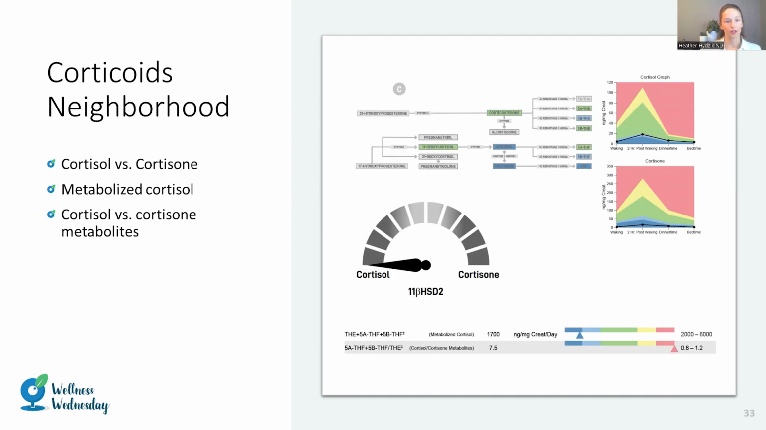Now we're in the corticoids neighborhood here. Cortisol versus cortisone is shown here. Metabolized cortisol is all of these, and then you get separately the cortisol graph and then the cortisone graph. And then on the bottom, you get these ratios and calculations, all the metabolized cortisol added together, and then you're dividing the cortisol by the cortisone metabolites on the bottom here.